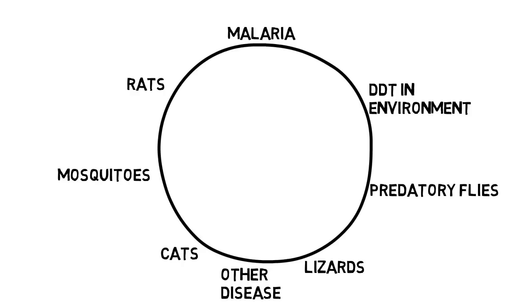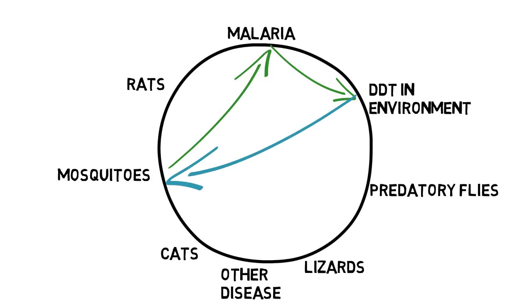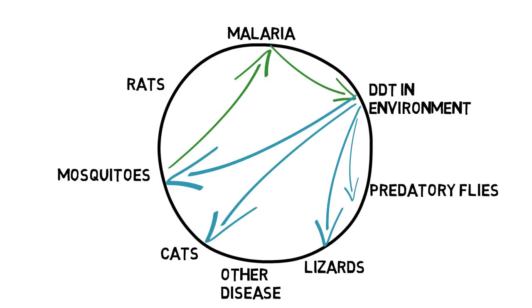Draw arrows showing cause and effect relationships. For example, as the number of mosquitoes goes up, the incidence of malaria goes up. As malaria rises, DDT is sprayed. As DDT in the environment goes up, mosquitoes, flies, lizards, and cats all go down because they're dying. Keep adding arrows showing other cause and effect links until you are satisfied that all important relationships are represented.